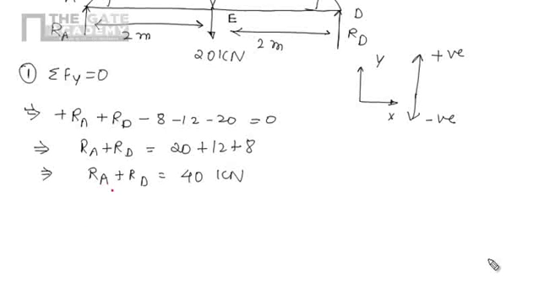Now there are two unknowns, RA and RD, so we have to use one more equation. We can use the moment equation. The algebraic summation of moments of all the forces about A should be 0. At point A there is RA. RA is passing through A, so the perpendicular distance is 0, so the moment is 0. So we can write RA into 0.